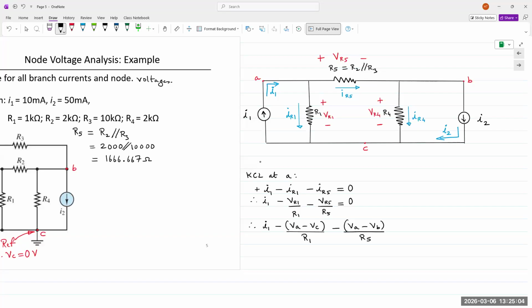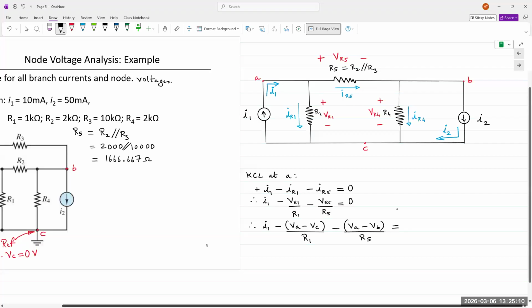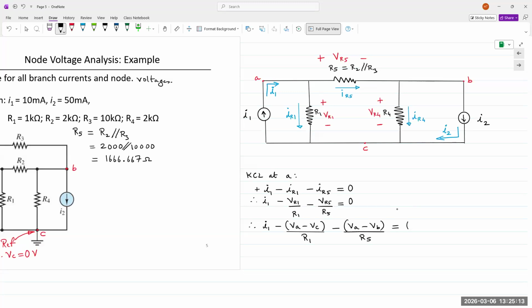Similarly, R5 is connected between nodes A and B. Because the current is going from left to right, it will be VA minus VB. Let's take a pause, look through these 3 steps, and let me know if you have any questions.